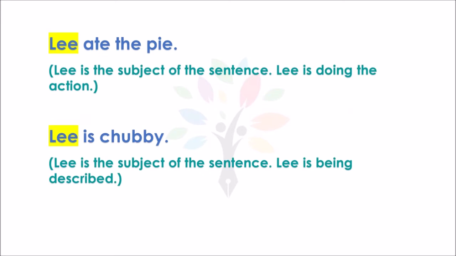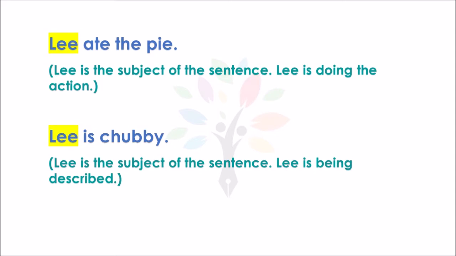So here are two examples of subjects being used in a sentence, or in this case you could even call it an independent clause. Lee ate the pie. Lee is the subject of the sentence because Lee is doing the action of eating the pie. Ate is actually past tense. So he is doing this action of eating the pie.